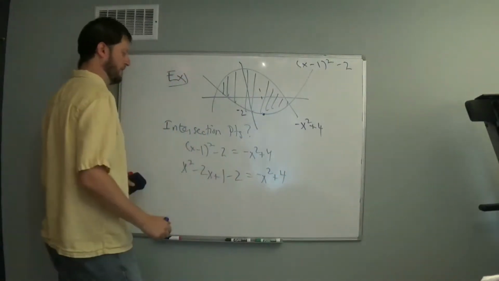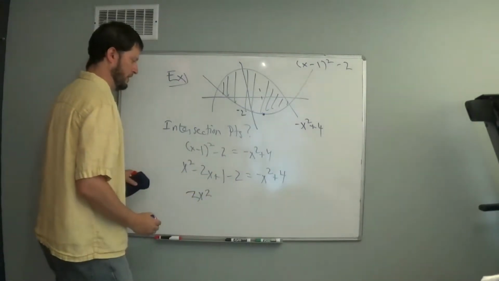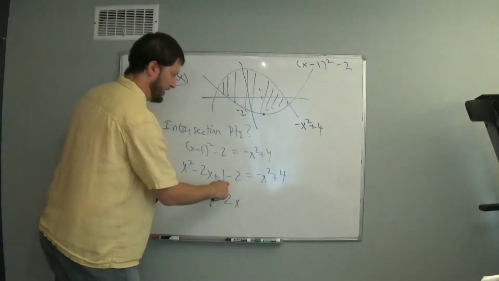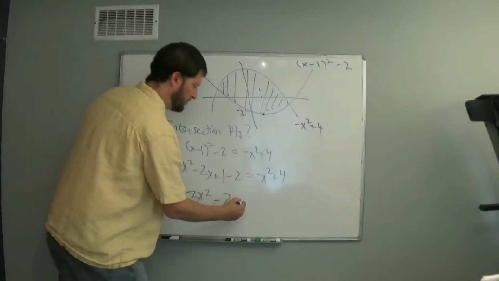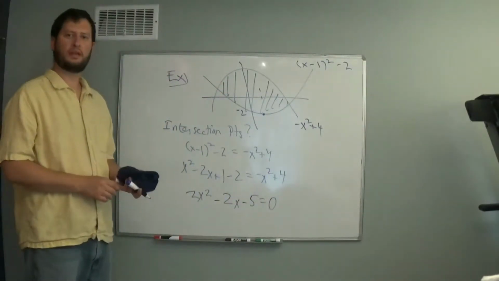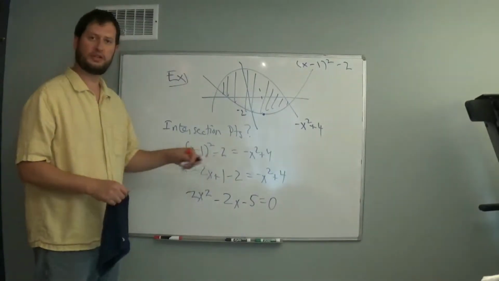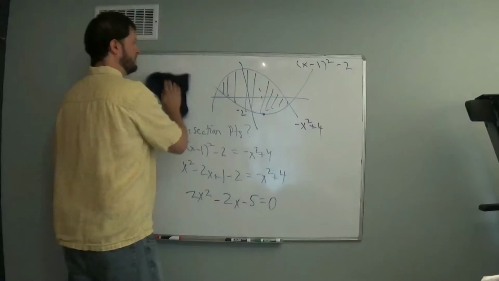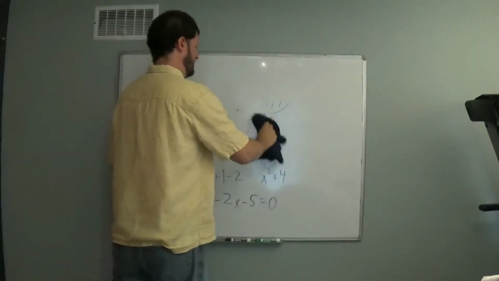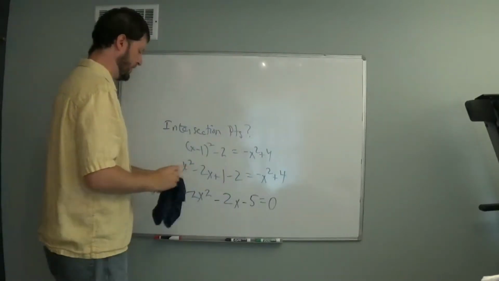We'll bring everything over to the left. So that makes 2x squared, minus 2x, negative 1 and then minus 4 makes negative 5, all equal to 0. And then we need to apply our quadratic formula in order to get the points of intersection here. So let's apply the quadratic formula.